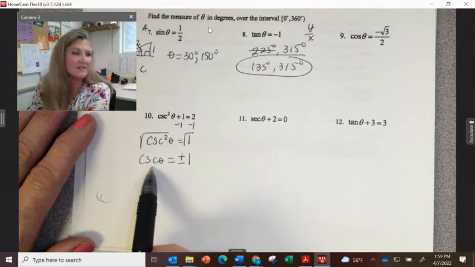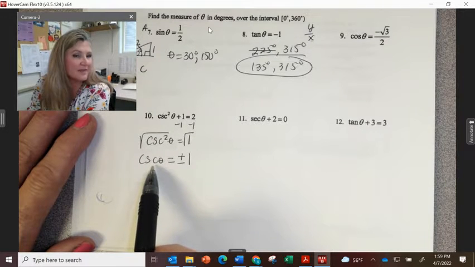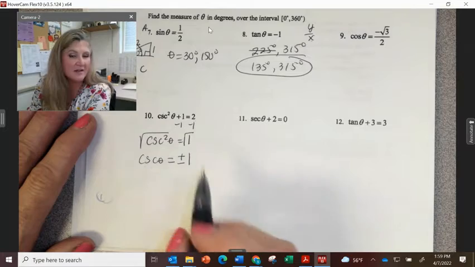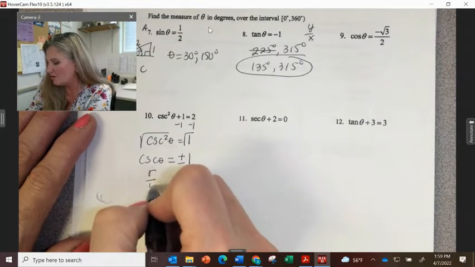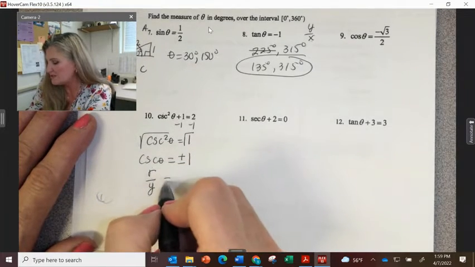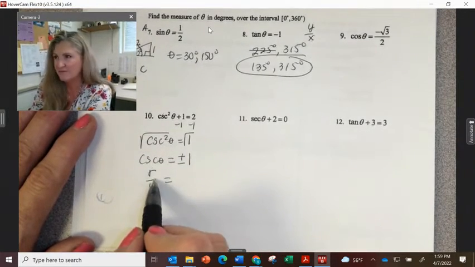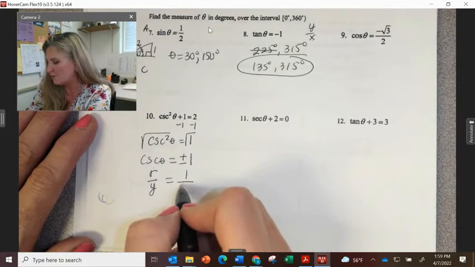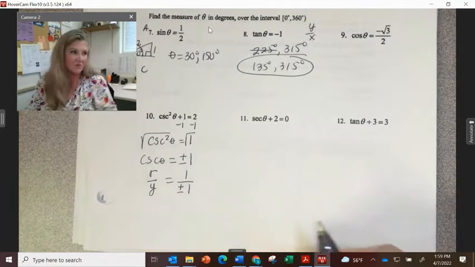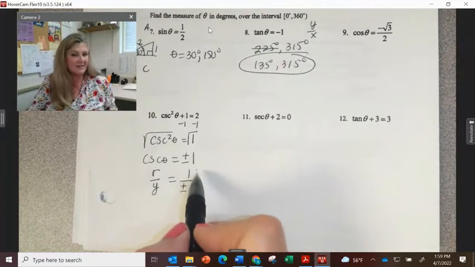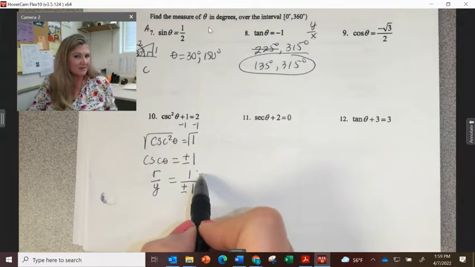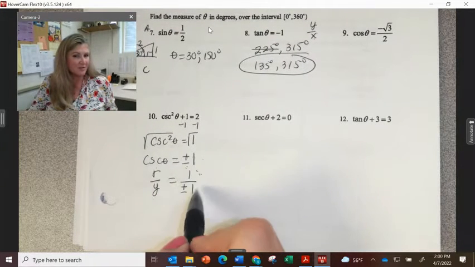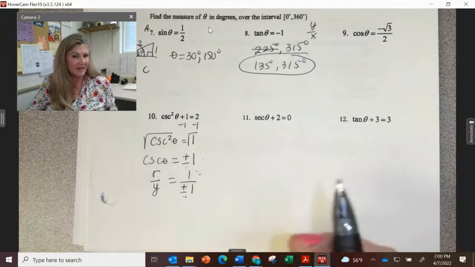What's cosecant the same as? Yeah, it's the reciprocal of sine. So cosecant is r over y. Well, what does r always have to be? If r always has to be 1, then I know that it's really y that has to be plus or minus 1. Because r has to be positive 1, always. So to get plus or minus 1, the y value has to be that.